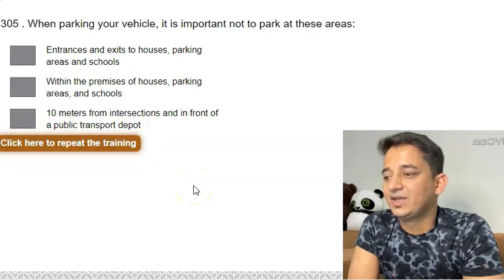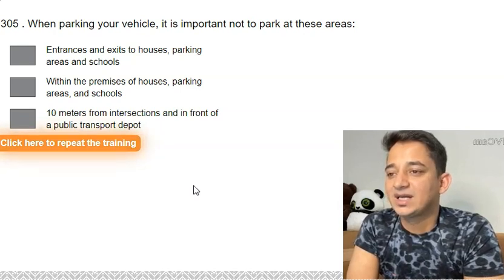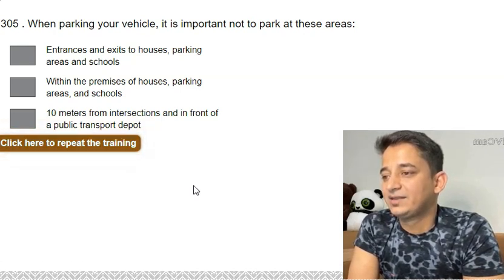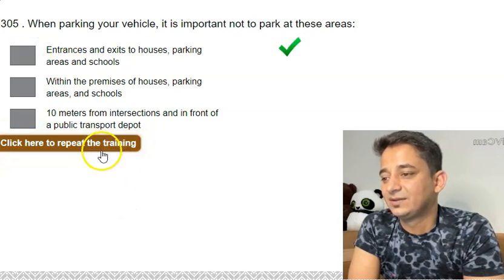When parking your vehicle, it is important not to park at these areas: entrance and exit of a house, parking area and school; within 10 meters from the intersection entrance. So here is the right option.